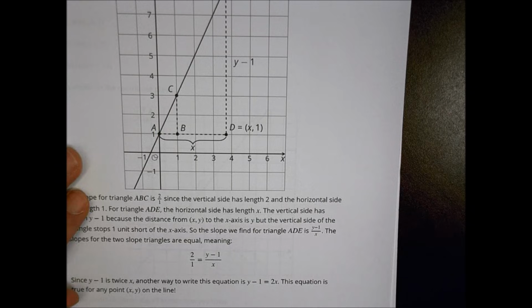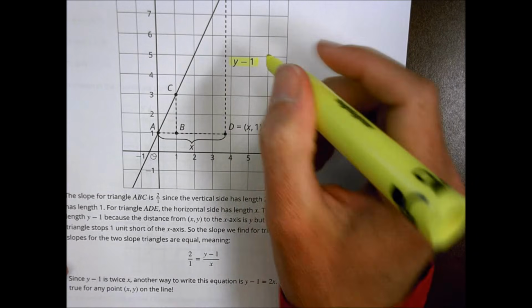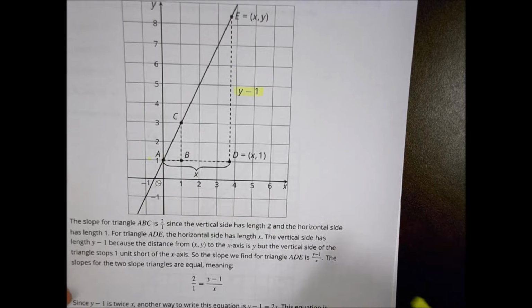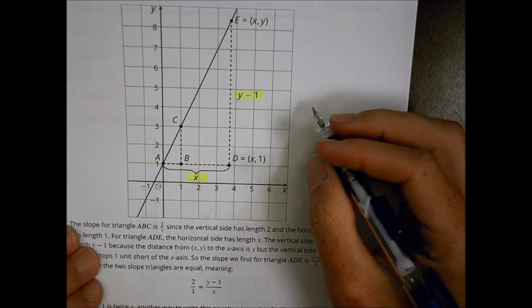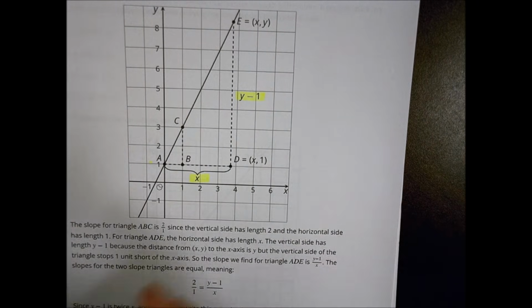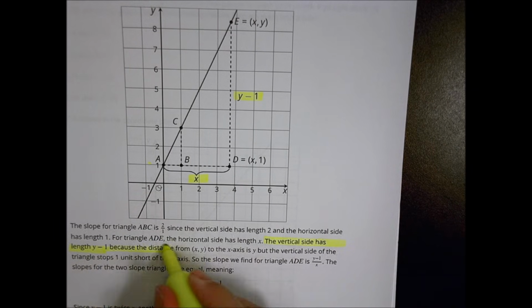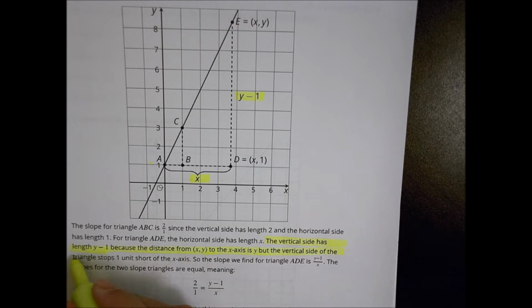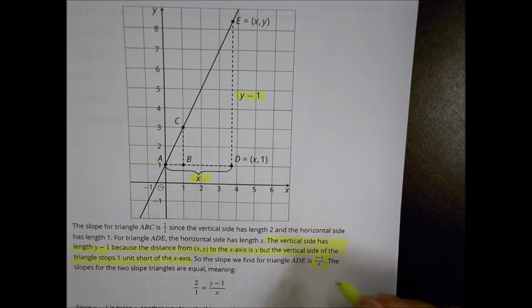And that's because if you look here, our height in this case is y minus 1, whatever that's going to be, because we're not starting at the origin. Our length is still x. So to solve for our slope here, you say that the vertical side has a length y minus 1 because the distance from y to the x-axis is y, but the vertical side of the triangle stops 1 unit short of the x-axis. So our slope is going to be written a little differently, right?